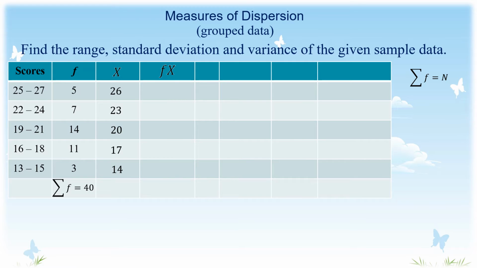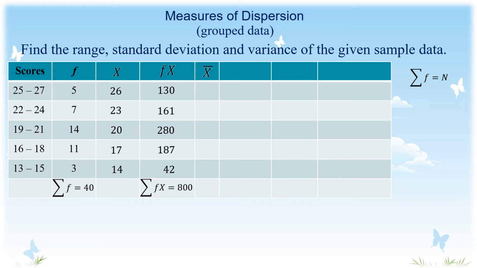Now let us have the next one, which is fx. So we are going to multiply 5 times 26, which is equal to 130. 7 times 23, which is equal to 161. 14 times 20, which is equal to 280. And 11 times 17, which is equal to 187. 3 times 14, which is equal to 42. Then we are going to add it up, and summation fx is equal to 800.